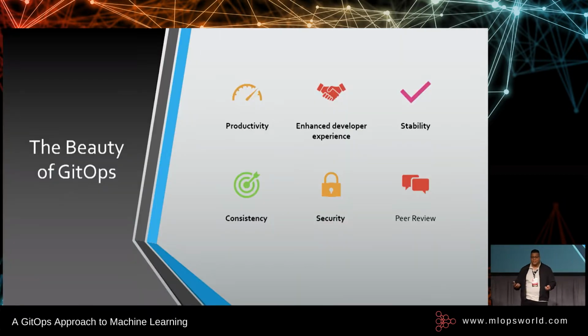So what we're here today to talk about is the beauty of GitOps. GitOps is an operational framework that takes DevOps' best practices such as version control, collaboration, CI/CD, compliance, and applies them to automation. And this has multiple benefits, including increased productivity, enhanced developer experience, greater stability, consistency and standardization, greater security guarantees, and of course peer review through the use of MRs.